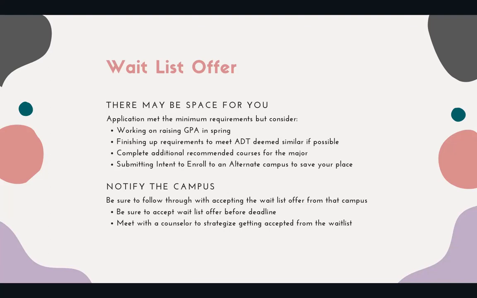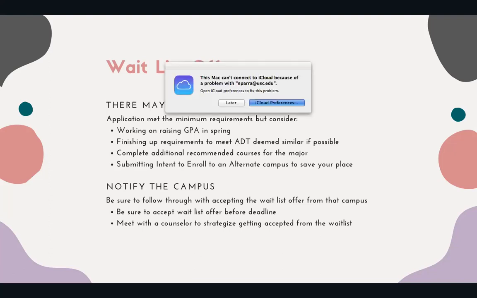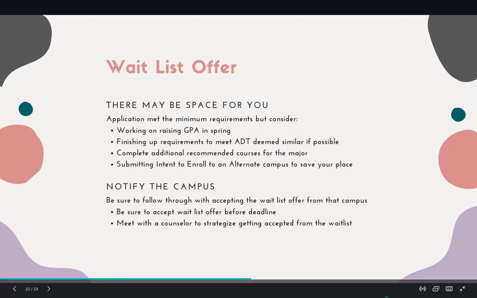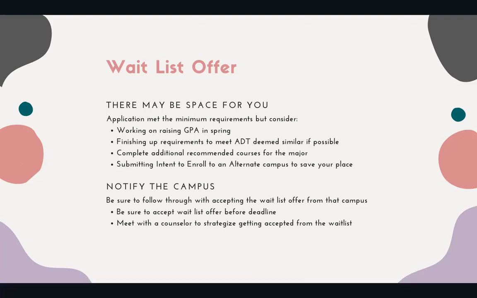You also want to make sure you complete any additional recommended courses for the major. So if, for example, I had put on my application that I'm not taking US history, but Long Beach needs it for business as an additional recommended requirement, and now they deny me because I don't have US history, then I want to make sure that I add the US history class in the spring. So that way it'll help my case.